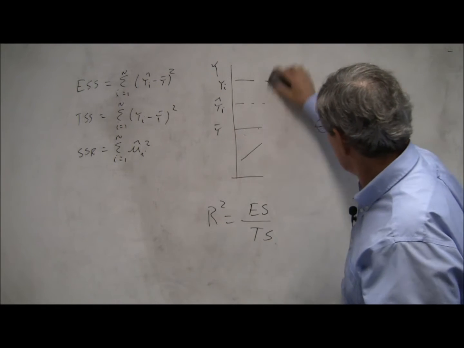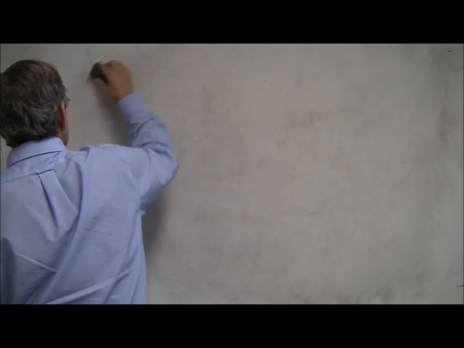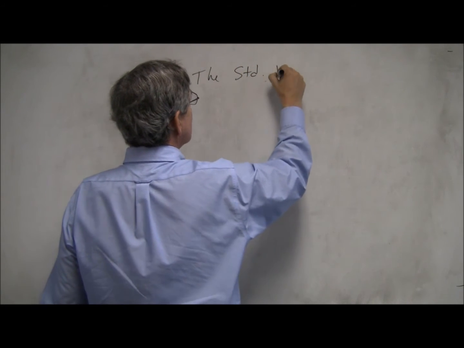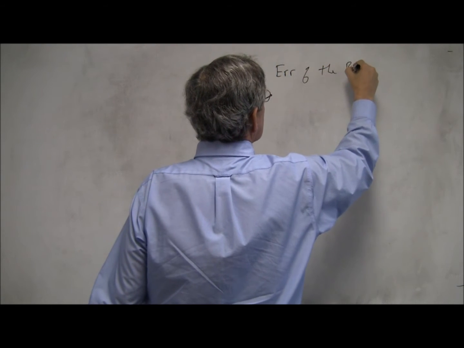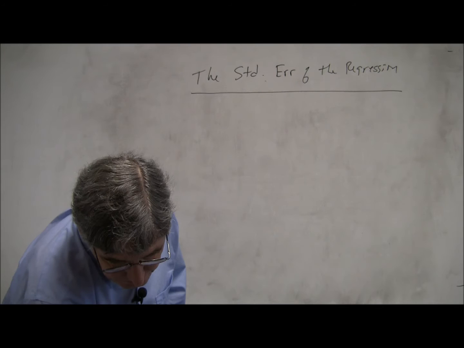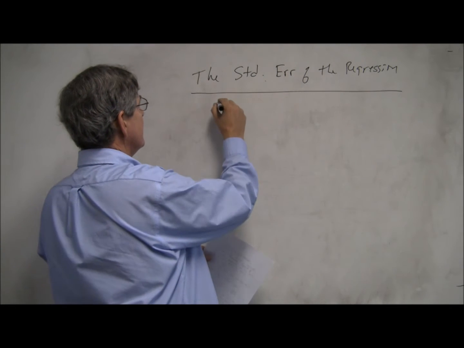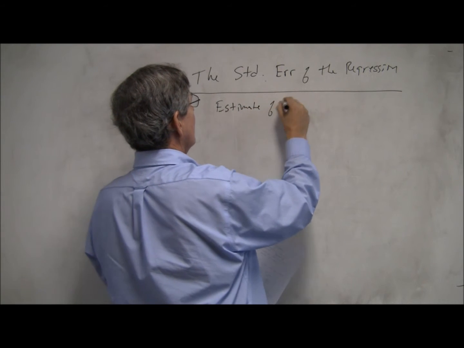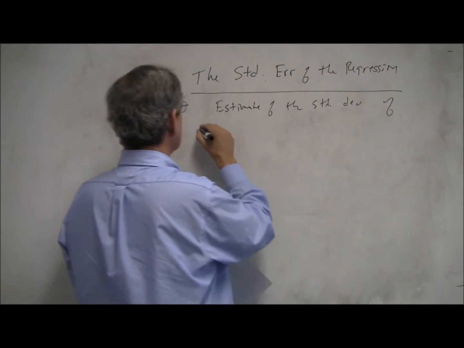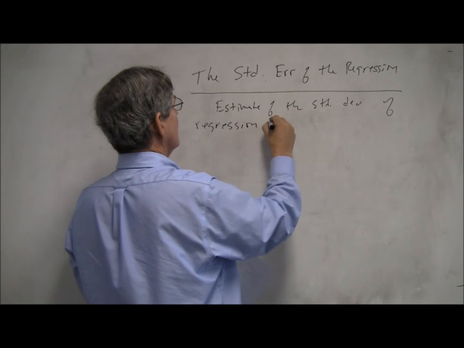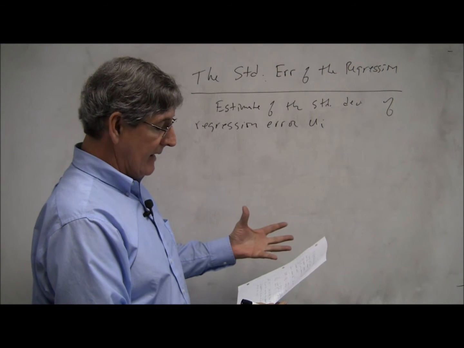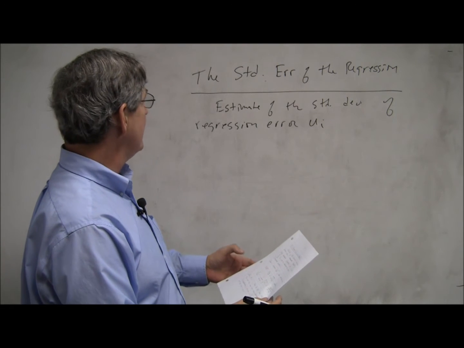All right, now let's move on to the next measure of goodness of fit, and that's called the standard error of the regression. So this is an estimate of the standard deviation of the regression error, the ui. I mean, we can't observe the ui. We can only estimate them. From those estimates, we can estimate the standard error of the regression.